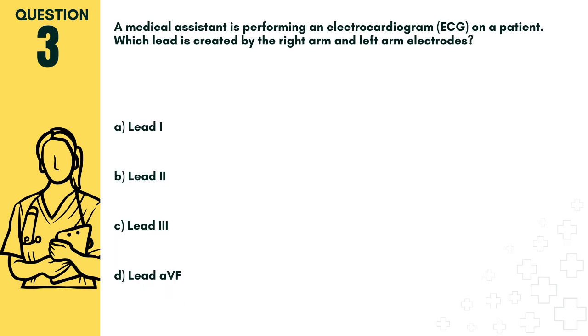Question 3. A medical assistant is performing an electrocardiogram, ECG, on a patient. Which lead is created by the right arm and left arm electrodes? A. Lead I. B. Lead 2. C. Lead 3. D. Lead AVF.